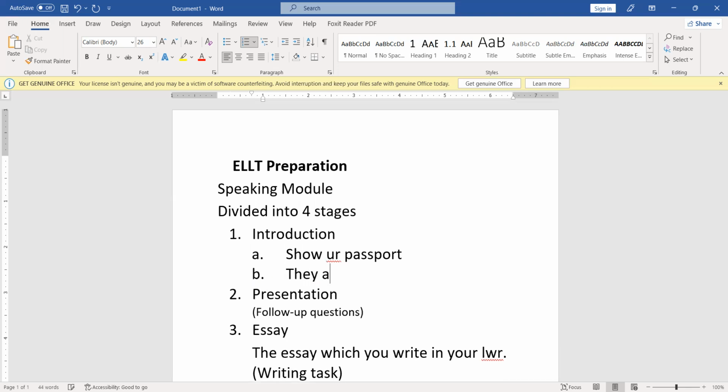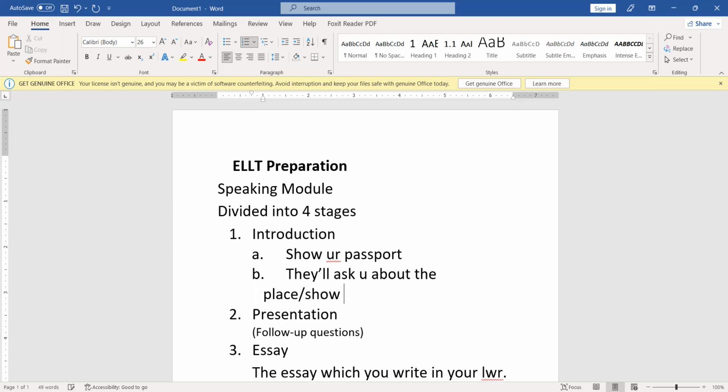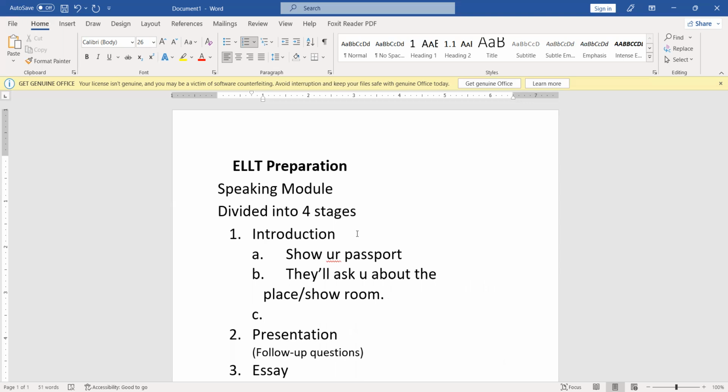Second, they'll ask you about the place you belong. You will show your room. And another one would be like sharing your screen with them. Your computer screen, right?